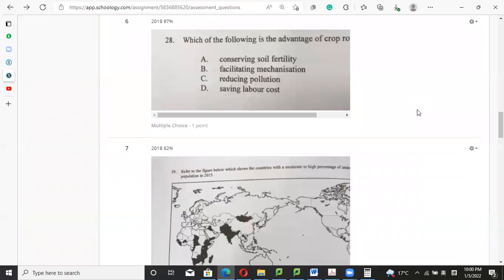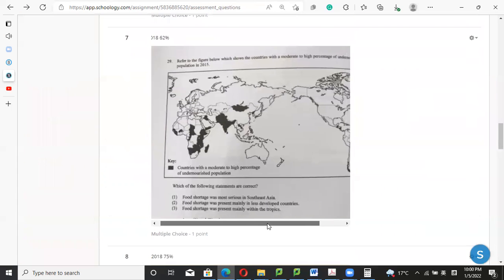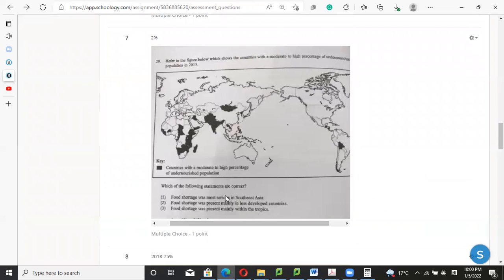Then number 7, which of the following statements are correct? Food shortage is more serious in Southeast Asia. You cannot find a lot in Southeast Asia there. Food shortage is present in the less developed countries too, because maybe Mongolia and Bangladesh are also included. And then some of Pakistan or India, and also some of the Sahara countries, will also have a lot of food shortage problems. And also, is it in the tropics? Also, yes. Number 2 and 3.